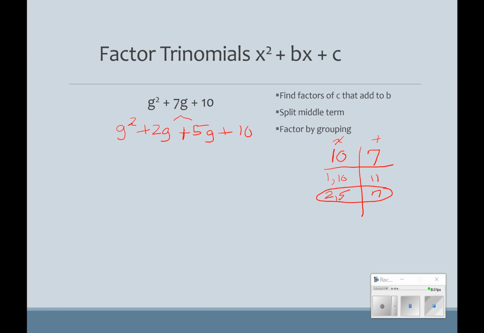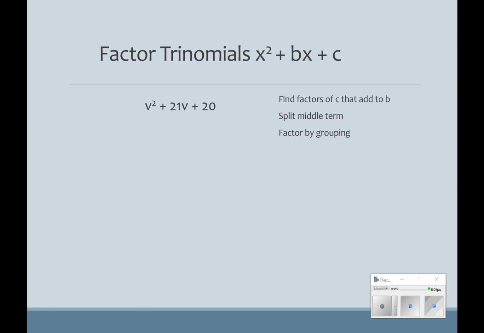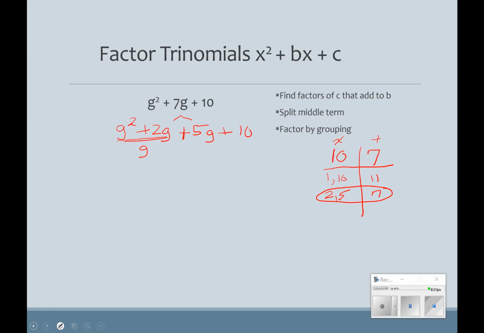And then we're just going to do the factor by grouping, which is why I taught you factor by grouping first, even though your textbook doesn't go in that manner. So if I group the first pair, I'm going to factor out a g. That's going to leave me with g times g plus 2. I'm going to factor out a 5, which is going to give me g plus 2 again.